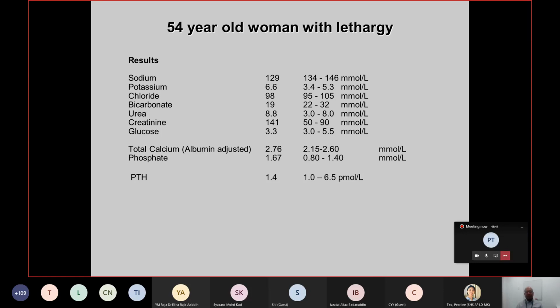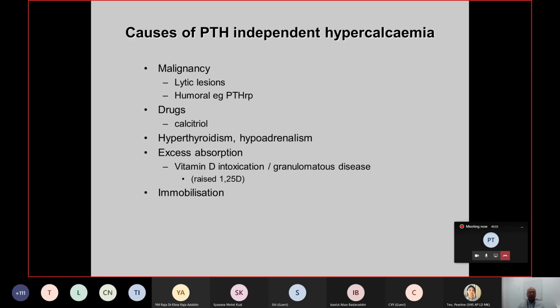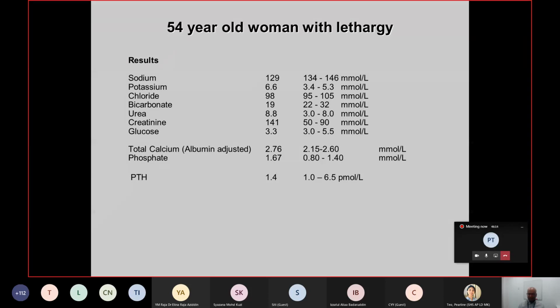PTH in this instance is at the lower end of normal, so it sounds like it's a PTH independent hypercalcemia. So we have to consider causes of PTH independent hypercalcemia: malignancy, drugs like calcitriol, hyperthyroidism, hyperadrenalism, excess vitamin D, and immobilization. And if you look at the electrolytes, it might be a clue to what could be the cause of it.